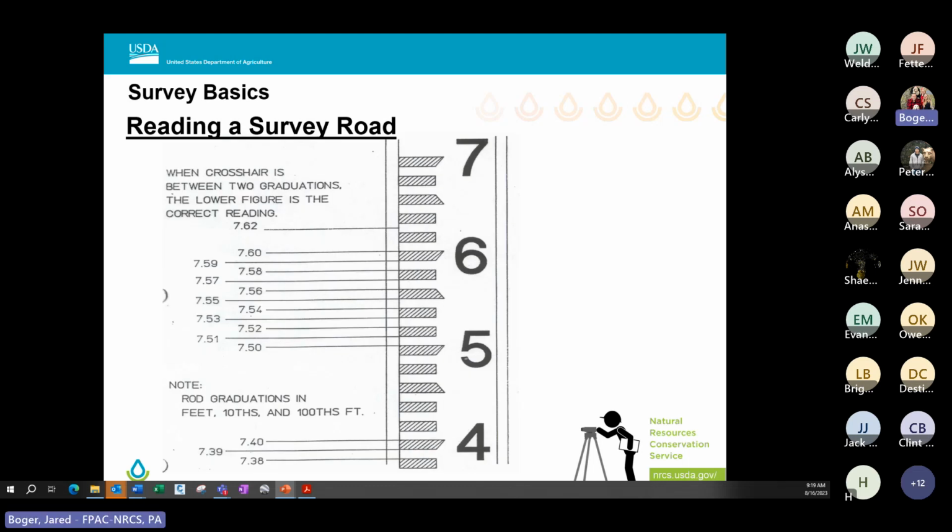Okay, so like I said, a lot of this we're going to see when we do our field stations, but it's nice now that you have something to at least reference. Reading a survey rod. Let's see here. I'm going to go to the next slide. I like the next one better.